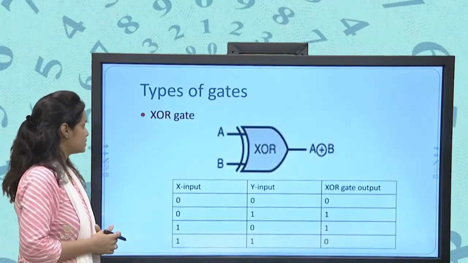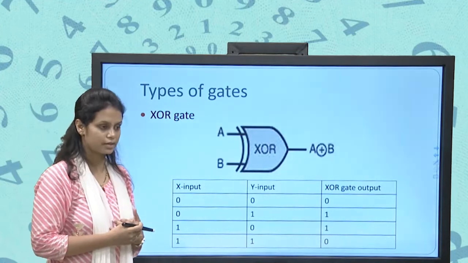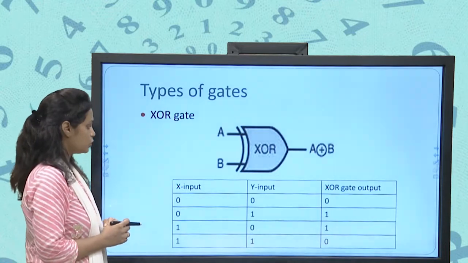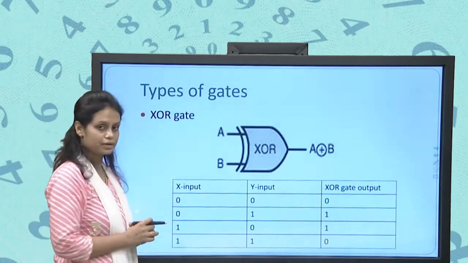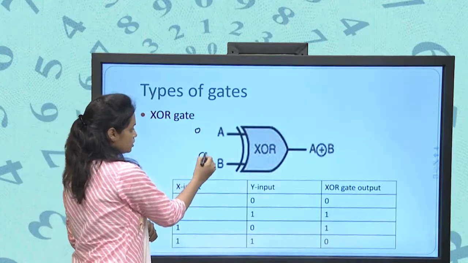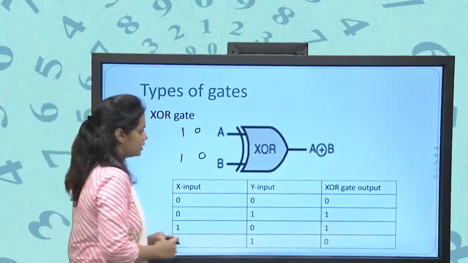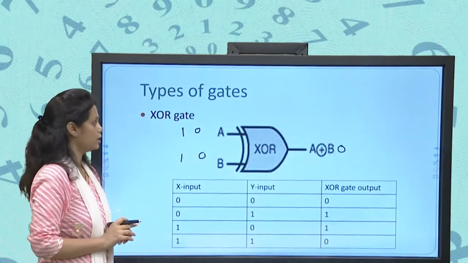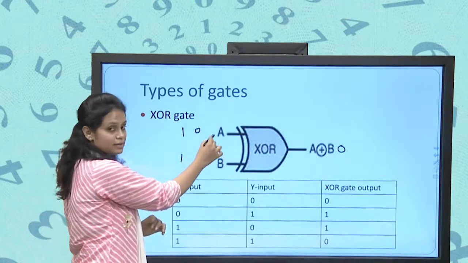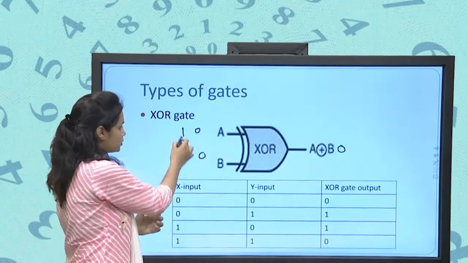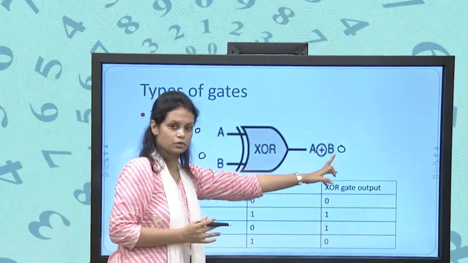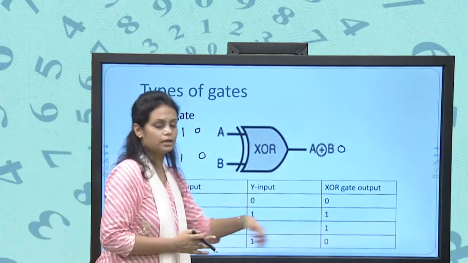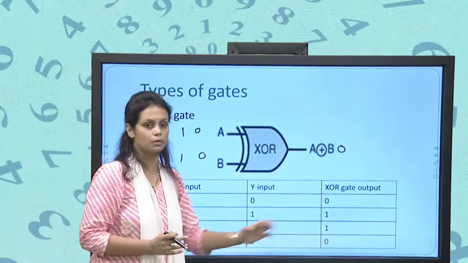Next is the XOR gate. We have seen in the previous lecture the procedure behind the XOR gate. If your 2 inputs are the same, then the output is 0. Means, if your inputs are 0 0 or 1 1, then the output is 0, otherwise your output is 1. If your input is 0 1, then the output is 1. If your input is 1 0, then also the output is 1.